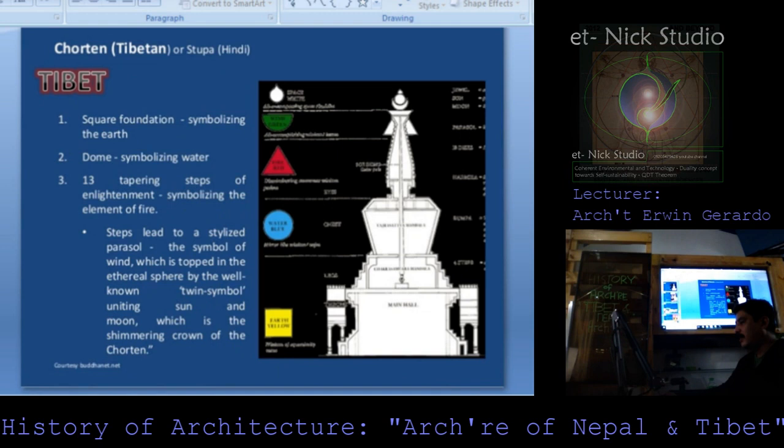In the Tibetan stupa, the square foundation symbolizes the earth, and the dome symbolizes the water. The 13 tapering steps of enlightenment symbolize the element of fire. The steps lead to a stylized parasol, the symbol of wind, which is topped in the ethereal sphere by the well-known twin symbol uniting sun and moon, the shimmering crown of the stupa.